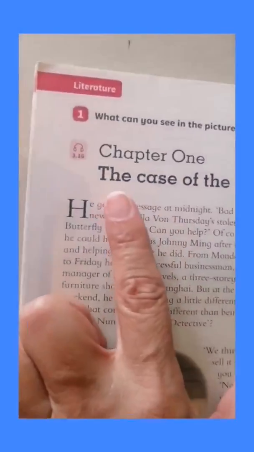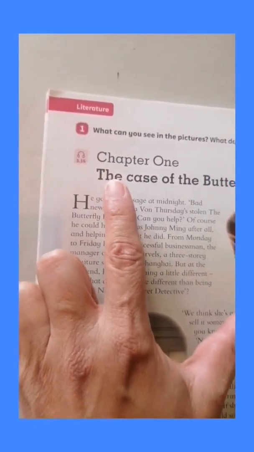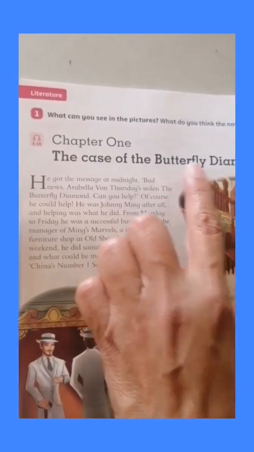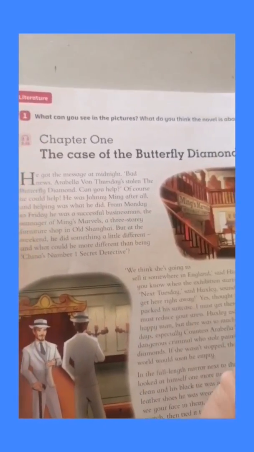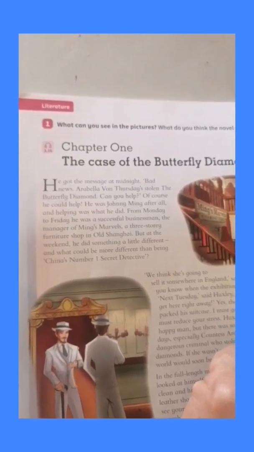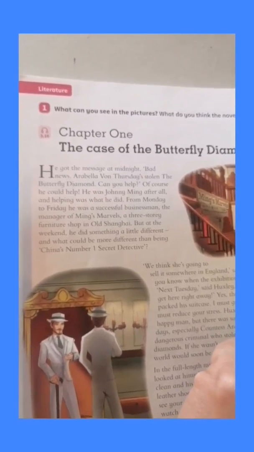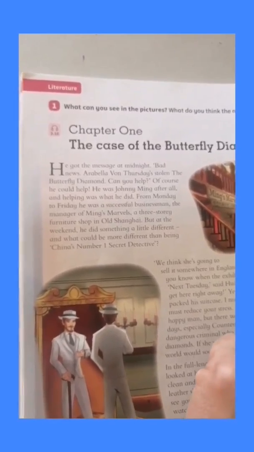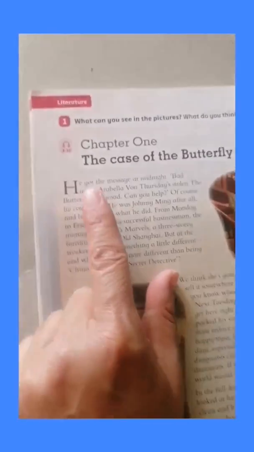Now, let's look at the title again. The Case of the Butterfly Diamond. So probably the kind of story that we're going to read is a story of investigation, yeah? Because it looks like we have to pay attention to see what is happening. Let's go to the first paragraph.